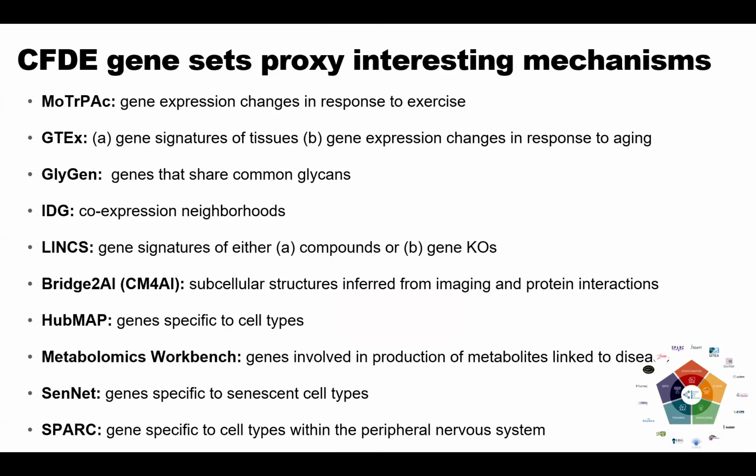So MoTrPAC, your gene sets are often connected to response to exercise, right? So that's going to immediately be useful for folks studying metabolism, for example. SenNet, for example, this is about aging. So those gene sets might tell you something about the process of aging. So how do we make sure that that's exposed with how these gene sets come back to you so that you can make connections across, right?